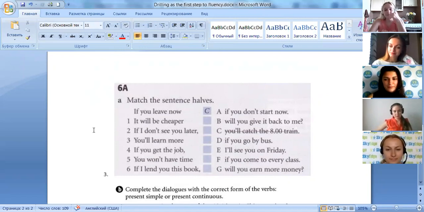will you earn more money? You won't have time if you don't start now. If I lend you this book, will you give it back to me?